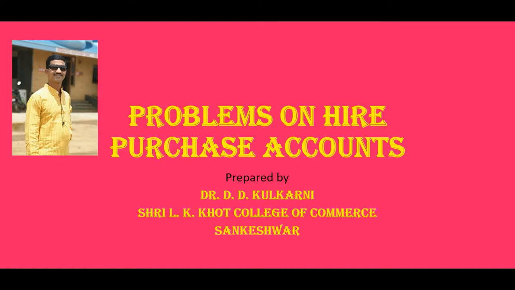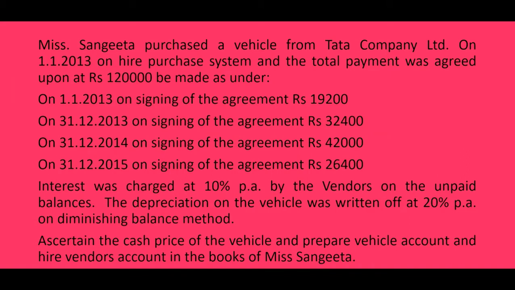The question is, Ms. Sangeeta purchased a vehicle from Tata Company Limited on 1/1/2013 on hire purchase system and the total payment was agreed upon at rupees 1,20,000, to be made as under. On 1/1/2013 on signing of the agreement rupees 19,200. On 31/12/2013, rupees 32,400. On 31/12/2014, rupees 42,000. On 31/12/2015, rupees 26,400.